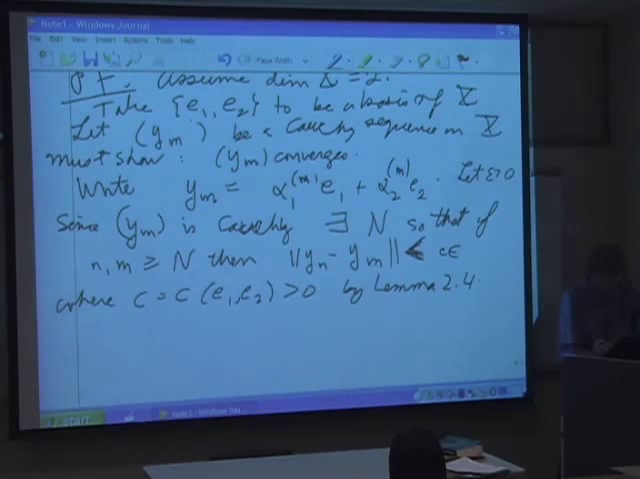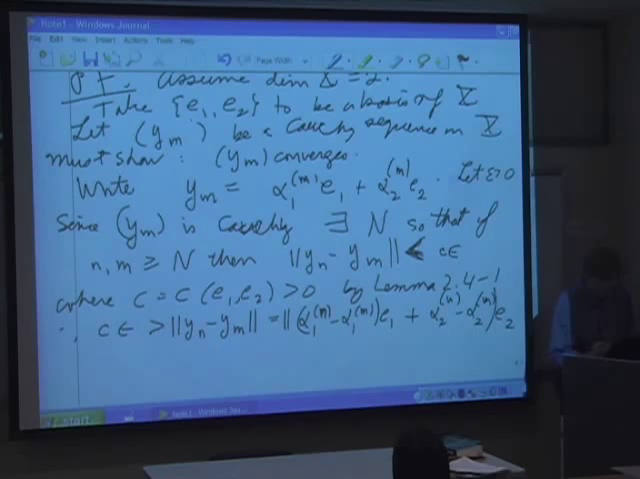And therefore, you have C epsilon bigger than the norm of y_n minus y_m, which now I'm going to write in terms of these alphas, equal to the norm of (alpha_1^(n) minus alpha_1^(m)) e1 plus (alpha_2^(n) minus alpha_2^(m)) e2. It's just a little bit of writing down, a little bit of linear algebra. And then use the lemma, which is greater than, did I do this?